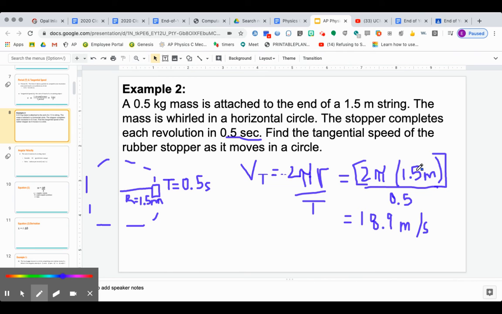Okay, and I rounded to one decimal place as our numbers here in the problem are given to us to one decimal place. So our answer is 18.9 meters per second is the tangential velocity. Again, if we make this radius longer, meaning we make the string longer, the tangential velocity must stay constant unless the force, the centripetal force, changes. So we're going to use part B of this example to kind of prove that.